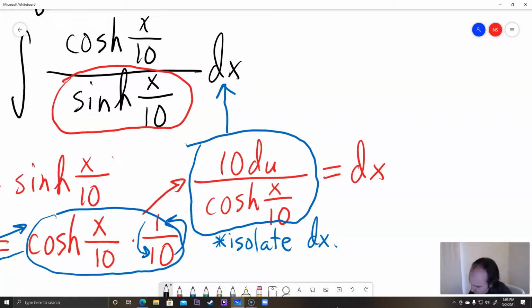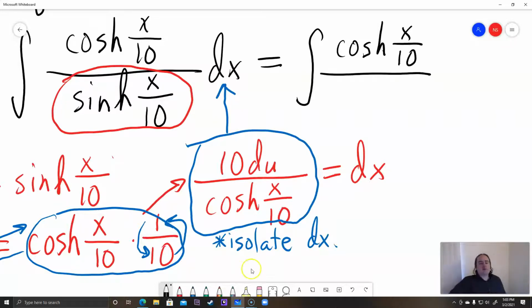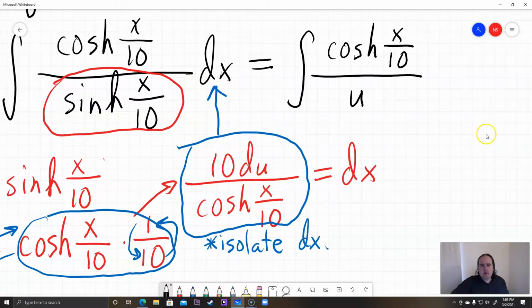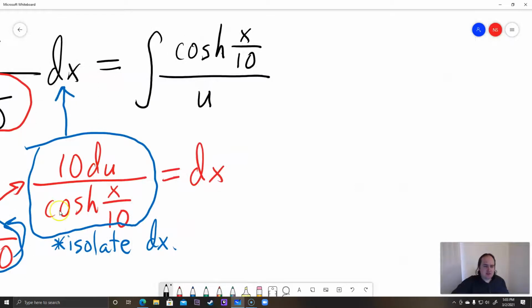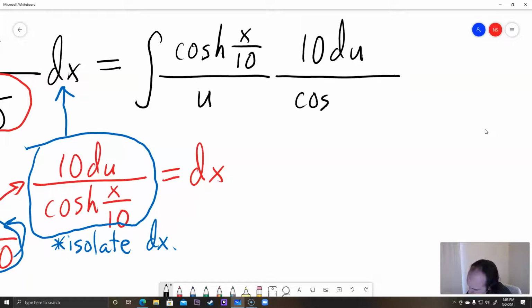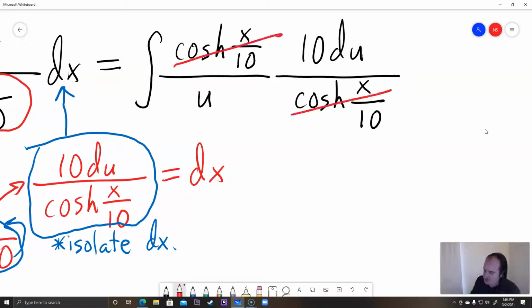So what are we going to get here? We're going to have the integral of cosh of x over 10 divided by, well, remember, sinh of x over 10 is actually just u. So we're just going to have u in the denominator. And then plugging in for dx, we're going to be plugging in this right here. So 10 du over cosh of x over 10. So then the cosh of x over 10, those two things cancel out, which is what we wanted. And we can factor the 10 out front because that is a constant.